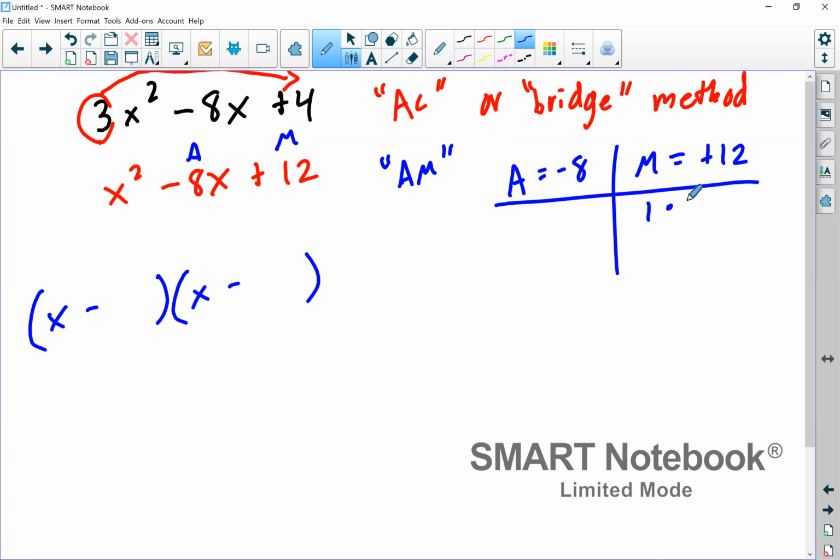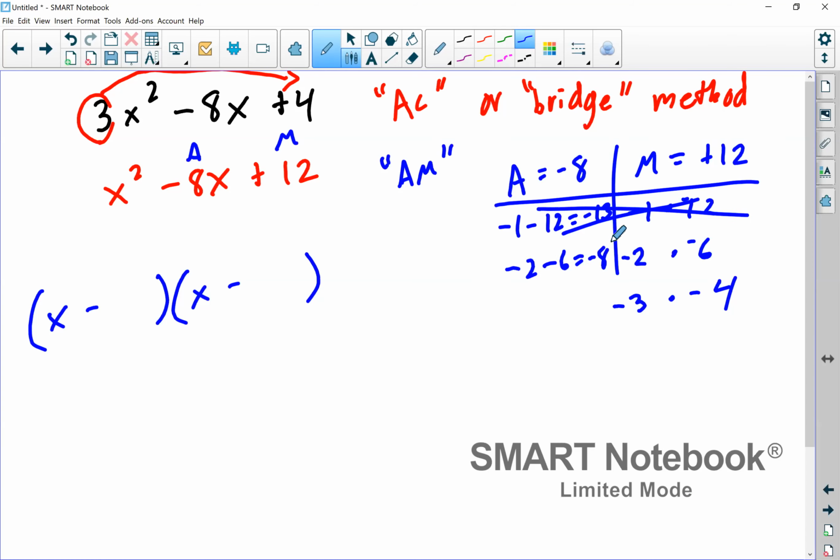So let's look for it. 1 times 12, they're both negative. 2 times 6, both negative. 3 times 4, and they're both negative. So -1 minus 12 is -13, so this doesn't work. -2 minus 6 is -8, which is awesome, which means we don't have to bother with this one. So x minus 2, x minus 6.